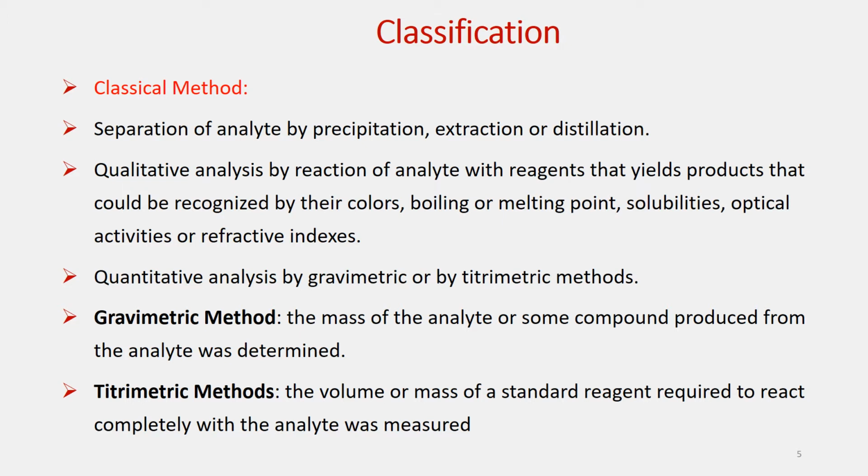Whereas in the titrimetric method, the volume or mass of a standard reagent which is required to completely react with the analyte is measured and that gives the information regarding the analyte. Classical methods are based on precipitation, extraction, distillation.